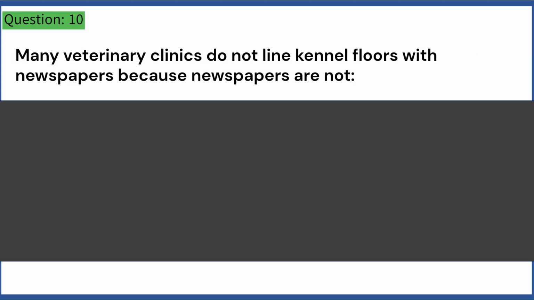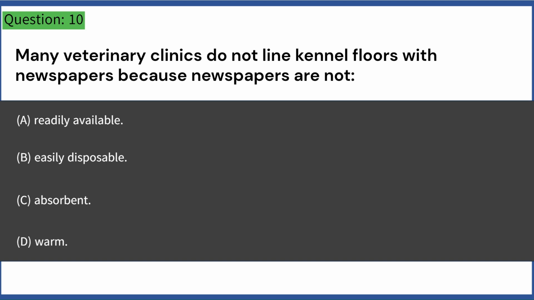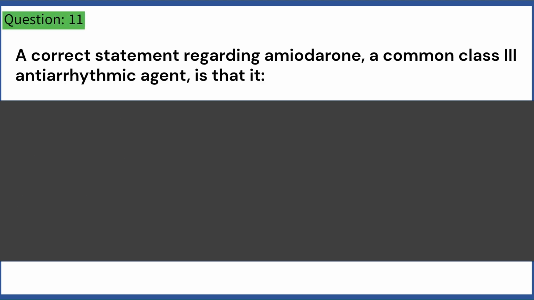Many veterinary clinics do not line kennel floors with newspapers because newspapers are not A. Readily available. B. Easily disposable. C. Absorbent. D. Warm. Answer: D. Warm.